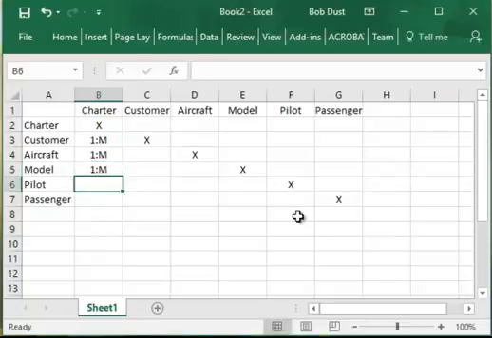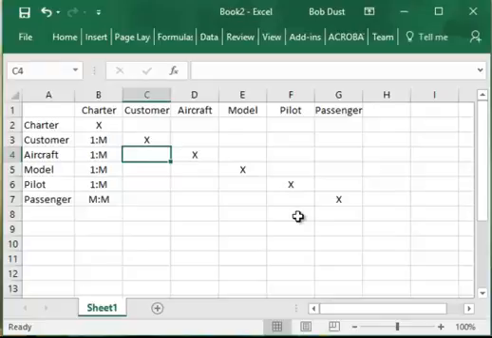Again, the same with pilot. A charter has one pilot. A pilot can fly in more than one charter. And we now have charter to passenger. A charter has many passengers, and a passenger could be in more than one charter. So we have many to many.